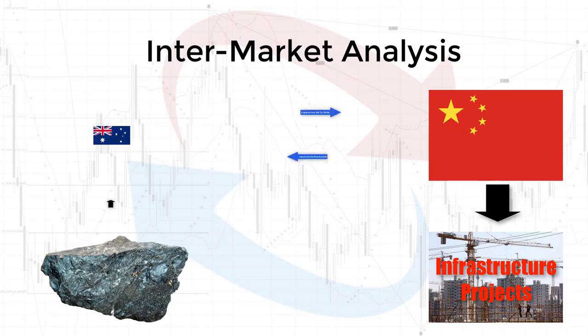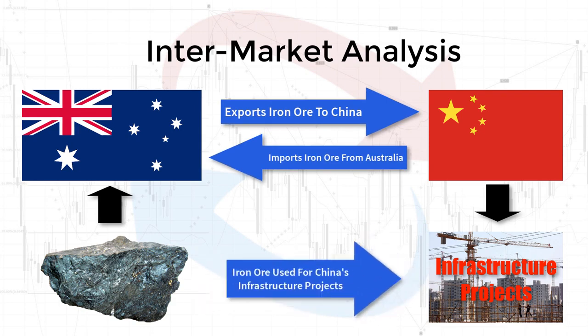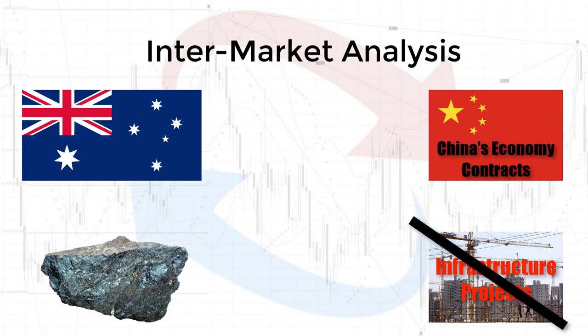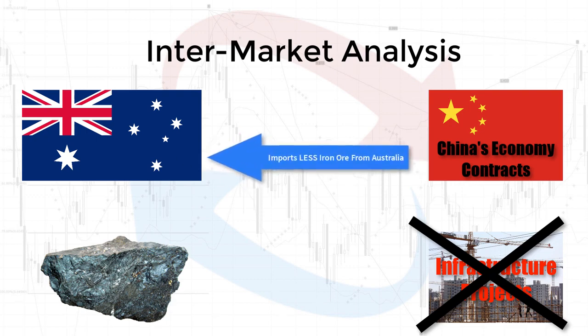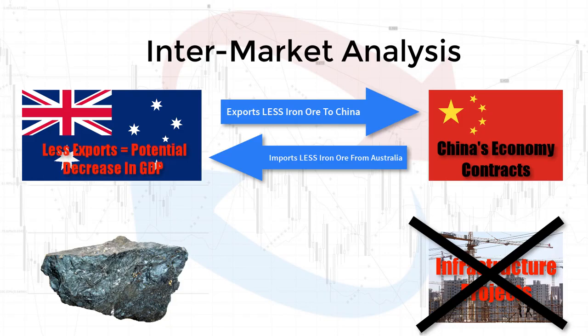Currently, China is Australia's biggest trade partner. Australia exports its main product to help China build its infrastructure. If China's economy contracts or goes into recession, they may be less likely to invest as much in infrastructure projects than when they were in the expansion or boom phase of their business cycle. So if China decides to cut back on new projects, Australia will be affected because Australia will be forced to export less to China, thus affecting their GDP and the possible value of their currency.